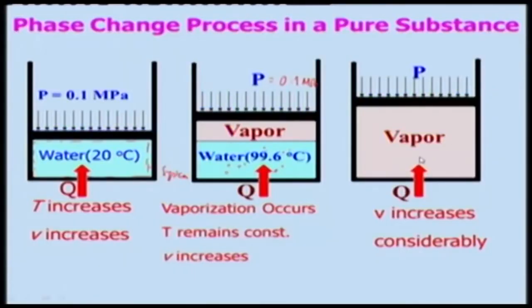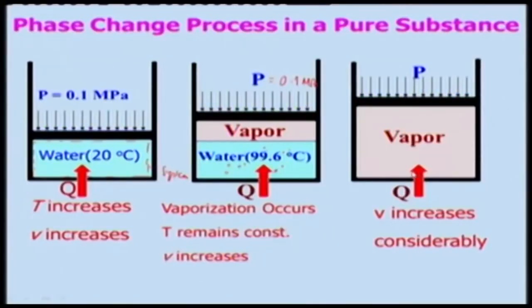That means even though you are giving heat to the system, there is no change in temperature, although the specific volume will go on increasing, right? How long will this process go on? Till the last drop of water is converted into its vapor, right? And in this case, if you go on giving heat, what will happen? The specific volume definitely will increase, right? And what happens to temperature? Temperature also will go on increasing, right?